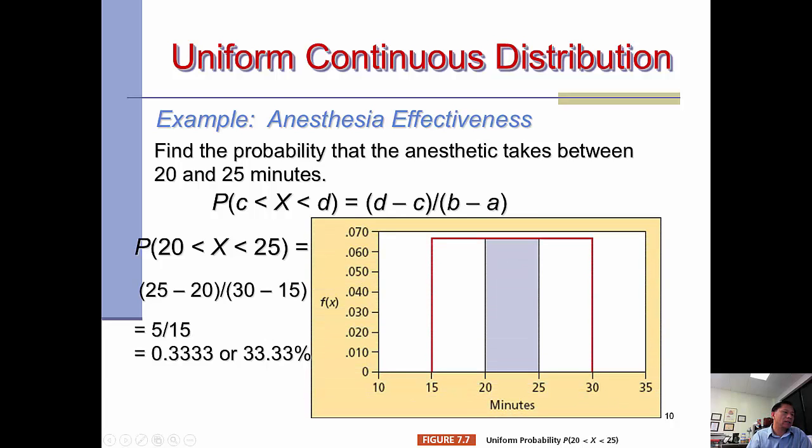If you look at a chart, it's pretty obvious, right? You see here from 15 to 30, that's everybody. There's a 15 minute interval. From 15 to 20, that's 5 minutes. 20 to 25, another 5. 25 to 30, another 5. So basically, if you want to calculate the area between 20 and 25, that's basically 1/3 of the total. So we can look at that from the chart.